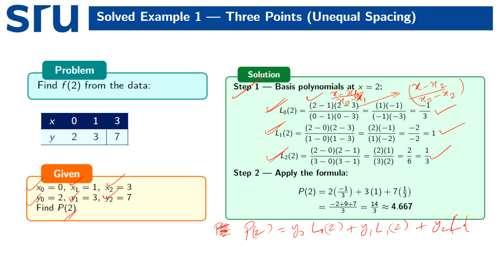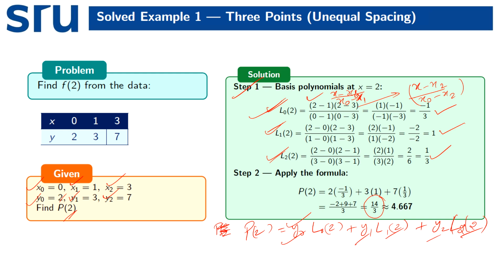Okay, this is actually L22. Now you are supposed to put the values of y0 from this table, that is equal to 2 here. This value will be taken here, and then L02 value we have from here, that is minus 1 by 3. y1 is 3, L12 is what you calculated just now, equal to 1, y2 is 7, and L22 is 1 by 3. You just substitute the values here, and you'll be getting the value as 14 by 3, the final value.